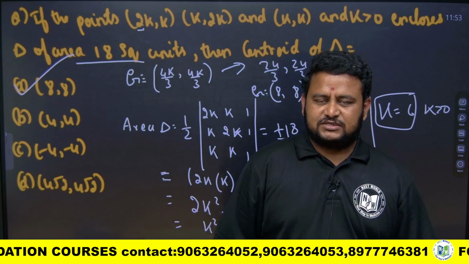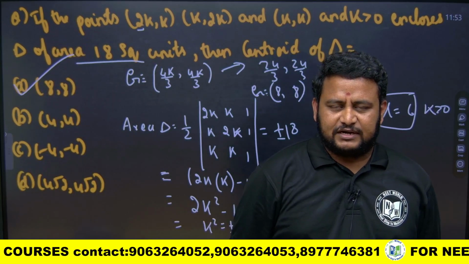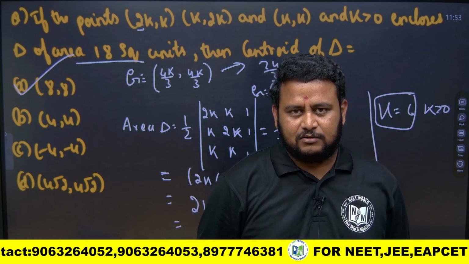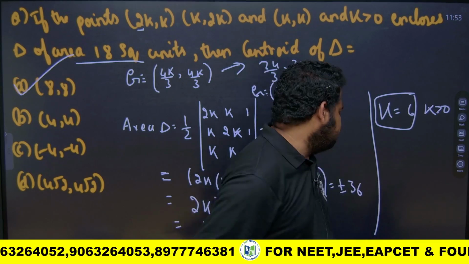Got it? First we will find the area of the triangle and we will get the value of k, and the centroid value will be equal to 8 comma 8. Simple. Got it? Fine. Let's move to the next one.